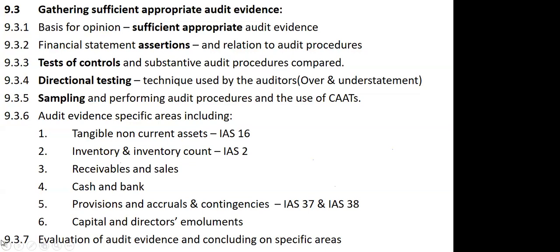And then the specific areas of accounting that we need to know. Again, clear evidence that most of us do not understand: the accounting for tangible non-current assets and the provisions of IAS 16. If you don't know that, then you will not be able to design suitable audit procedures. Inventory and the inventory count and the provisions of IAS 2. Inventory should be valued at the lower of cost and net realizable value. And so the auditors' aim will be to confirm whether or not management has complied with that standard.